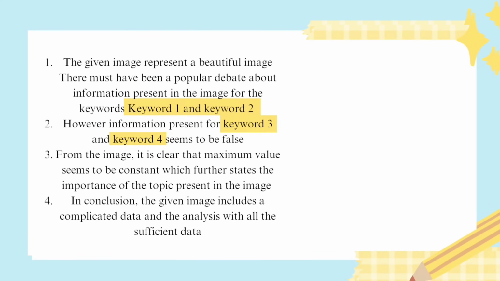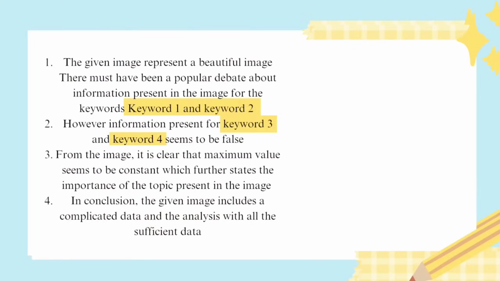There must have been a popular debate about the information given in the image, whether it's true or false. However, the information given for speak 1 and 2, any 2 keywords just fluently and continue appears to be true. From the image, it is clear the topic given is not very common, and hence it needs a lot of research to calculate the maximum and the minimum for keyword 3 and keyword 4. Any 2 keywords, any color, whatever you want to put it. In conclusion, the given image includes a lot of complicated data and analysis with all the sufficient data, and make sure to speak the same template for all the images irrespective of what you see.